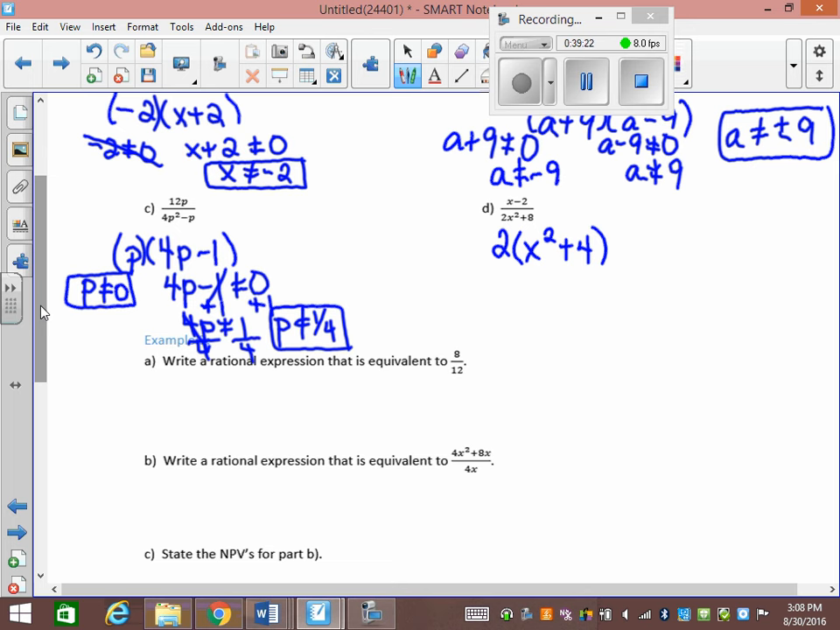So I'm going to go x squared plus 4 can't equal 0. Move my 4 over. So I get x squared can't equal negative 4. I'm going to square root both sides. And when I take the square root of a negative number, what happens? Whenever you take the square root, you always have to take the plus or minus of it anyways, but you can't take the square root of a negative number. There is no number that I can fill into x here that will give me 0.